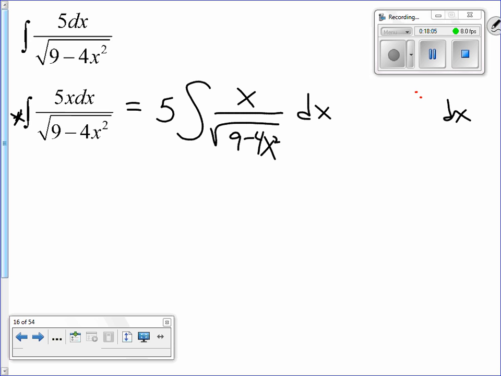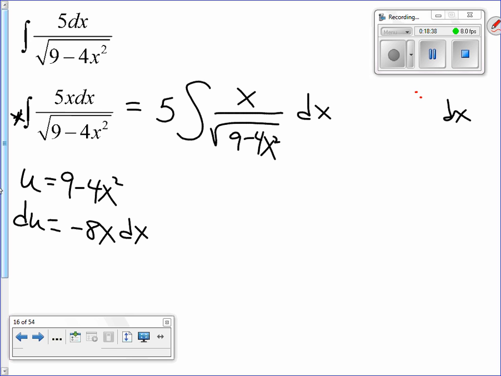This time we can make u 9 minus 4x squared. This time we can. We don't have to do the factoring and do all that. Because if we make u equal 9 minus 4x squared, the whole thing is, can you get du? And this time we can. Because du equals negative 8x dx. Right? You've got an x up there, so we can do this.